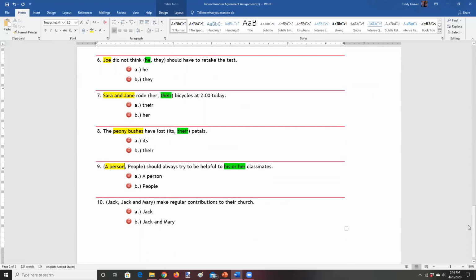I'm going to finish this up, then we're going to go back and talk about 9 in a second. So here we have "their" as our pronoun. That's plural, so we need more than one person as our antecedent. Jack alone isn't going to work, so we need Jack and Mary. Now I'm going to make a confession. Let's go back to 9.